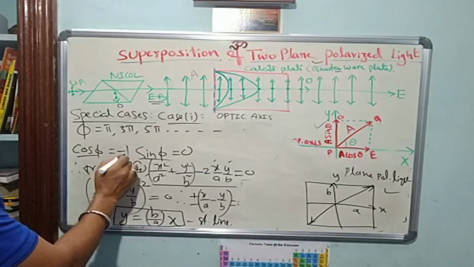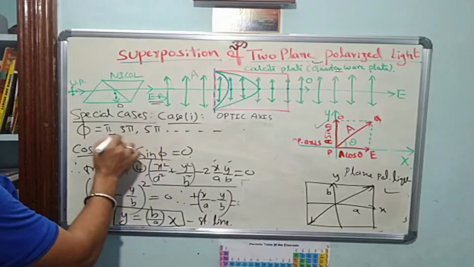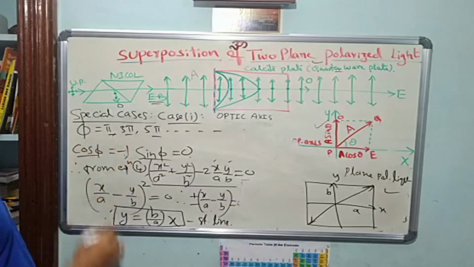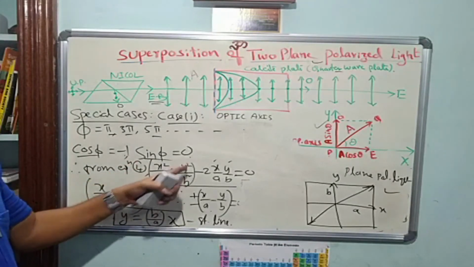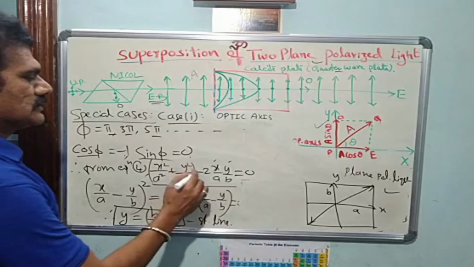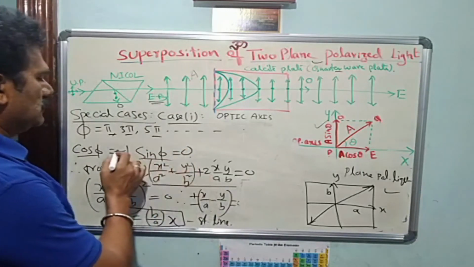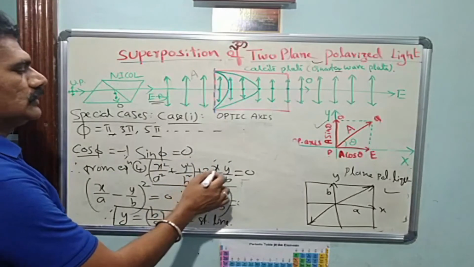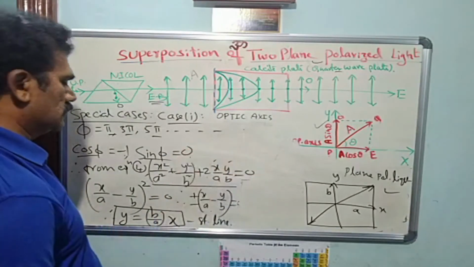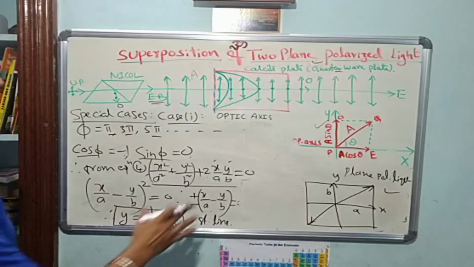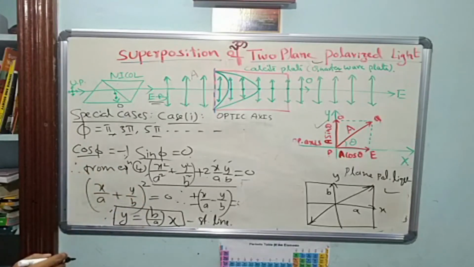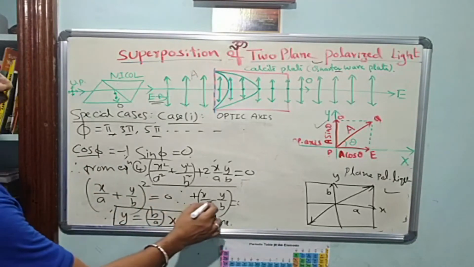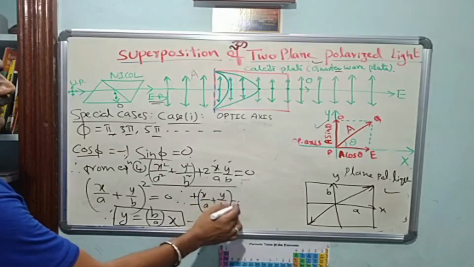Correct? So cos phi is equal to minus 1, sin phi is equal to 0 with this substitution of phi. Now if you substitute into equation 4, the standard equation, what changes will you get? x square by a square plus y square by b square, and instead of minus you will get plus, because minus into minus is plus, 2 into x by a into y by b is equal to 0. Clear? So this equation can be written as x by a plus y by b, whole square, is equal to 0. Correct?